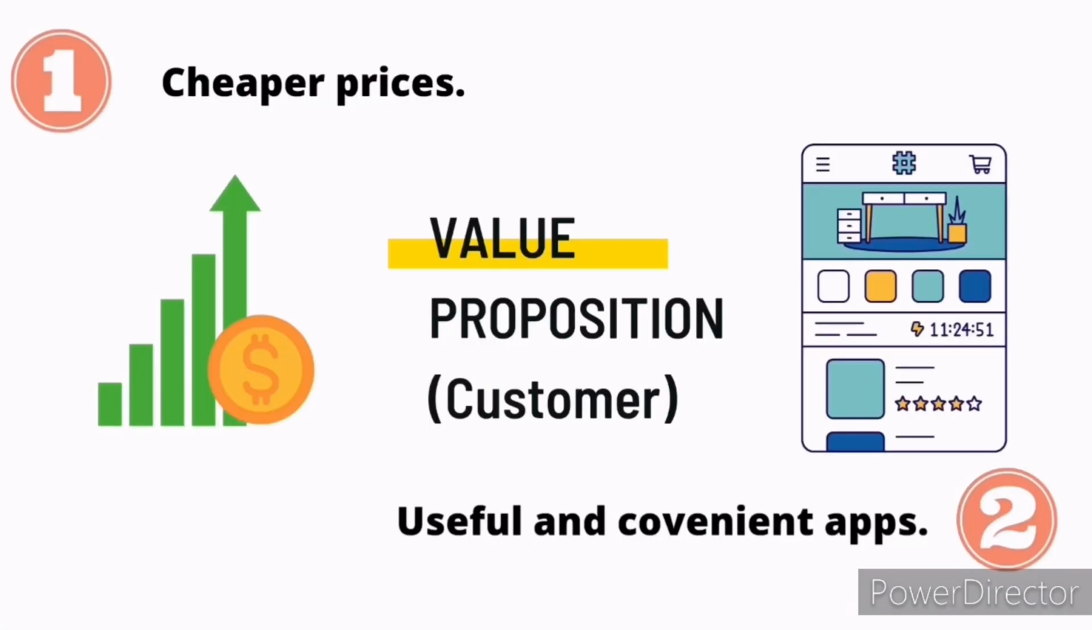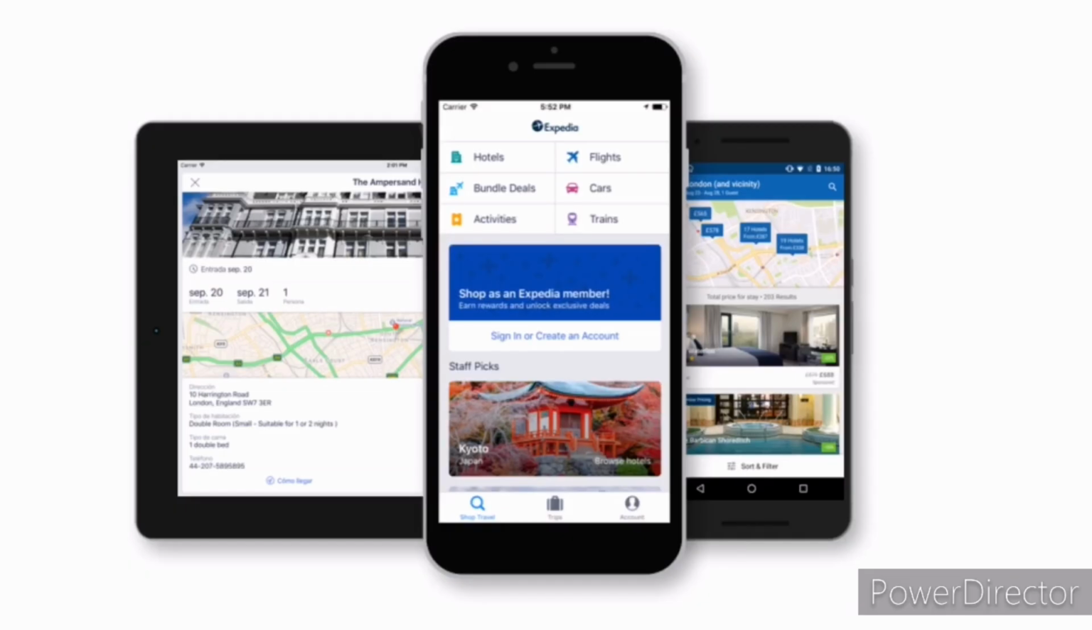Secondly, customers seek easy and convenient apps. This links to the Expedia Group mission to provide strategic apps and websites that link to each other, such as hotel, airlines, car rentals, and cruise.